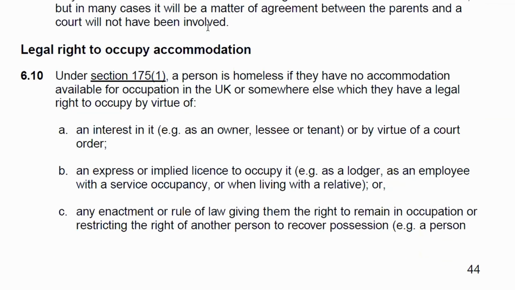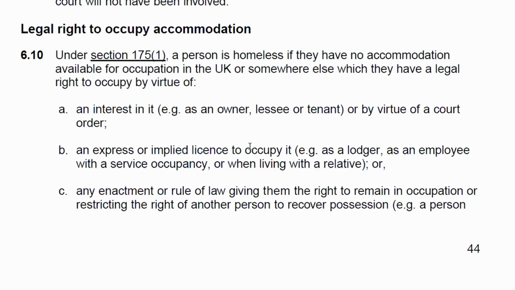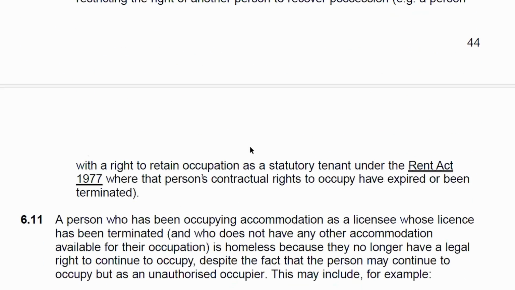Legal right to occupy accommodation. 6.10. Under Section 175, subsection 1, a person is homeless if they have no accommodation available for occupation in the UK or somewhere else which they have a legal right to occupy by virtue of A, an interest in it, e.g. as an owner, lessee or tenant, or by virtue of a court order, B, an express or implied license to occupy it, e.g. as a lodger, as an employee with a service occupancy, or when living with a relative, or C, any enactment or rule of law giving them the right to remain in occupation or restricting the right of another person to recover possession, e.g. a person with the right to retain occupation as a statutory tenant under the Rent Act 1977, where that person's contractual rights to occupy have expired or been terminated.